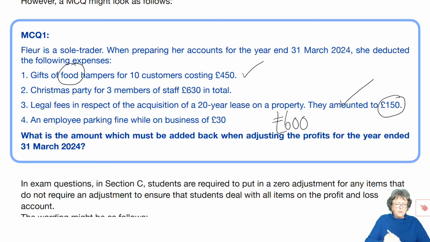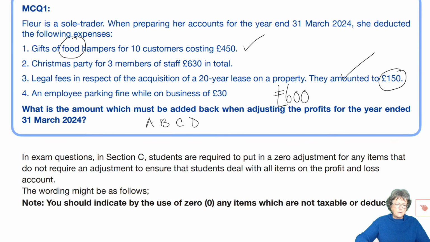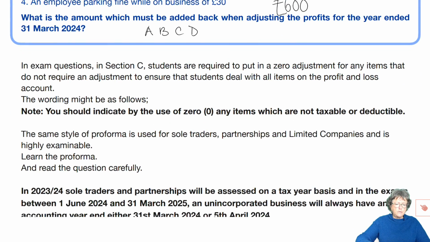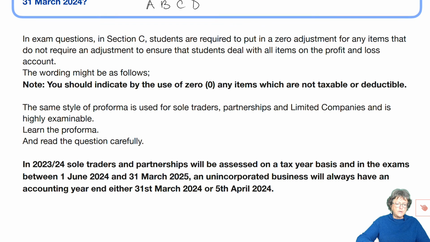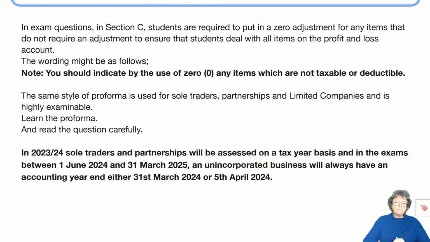Now, you may get A, B, C, D, tick, okay, which will be a variety of these, or you may get a box where you've got to fill it in. So, examination questions in section C. You may be required to put in a 0 adjustment for any items that don't need to be adjusted, which are the trade purposes and are allowed.